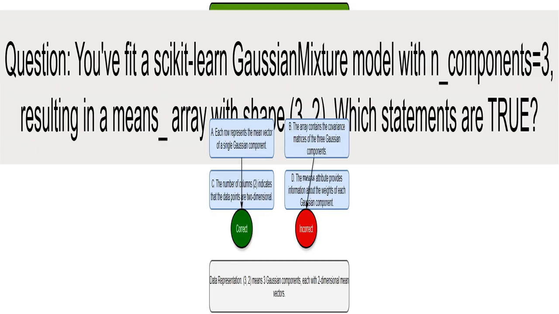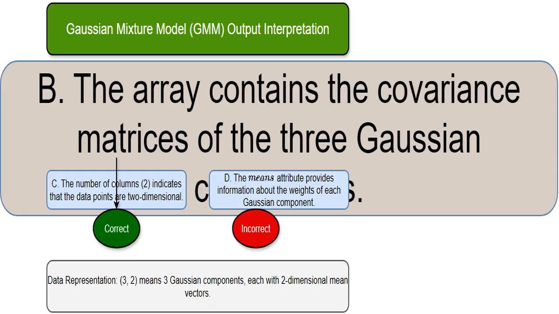We're trying to figure out which statements are true about a model's output. This statement is incorrect. I know the means attribute only gives me the means, the average values of each Gaussian distribution. The covariance matrices, which show how spread out each distribution is, are stored separately in the covariances attribute. It's an easy mistake to make if you are not completely familiar with the scikit-learn library.